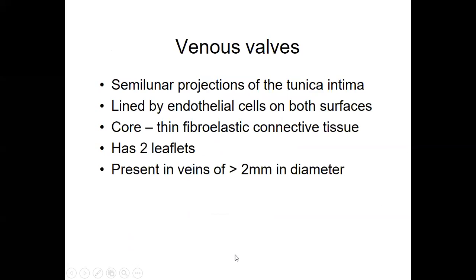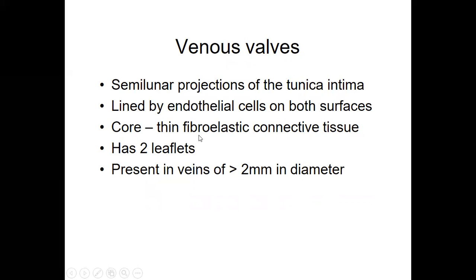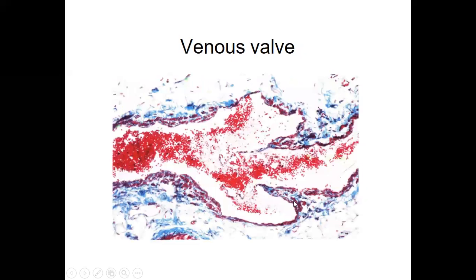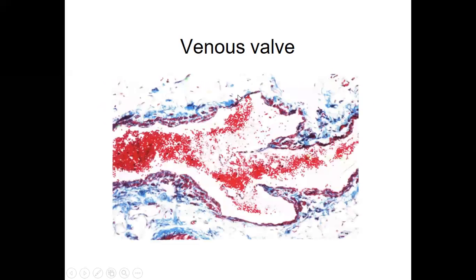For the venous valve, the valve that is present in the vein, it is a semilunar projection of the tunica intima. It is lined by the endothelial cell on both surfaces. So you can see here, this is the venous valve. The core of the venous valve is composed of thin fibroelastic connective tissue, and it has two leaflets. You can see here, number 1 and number 2. It is present in veins of more than 2 millimeters in diameter.